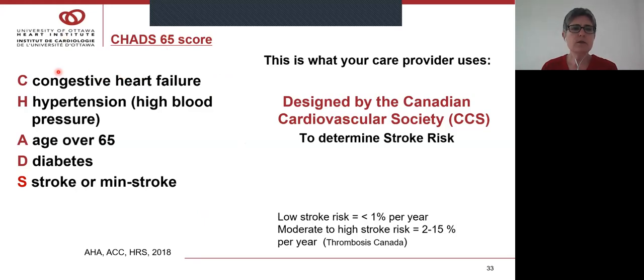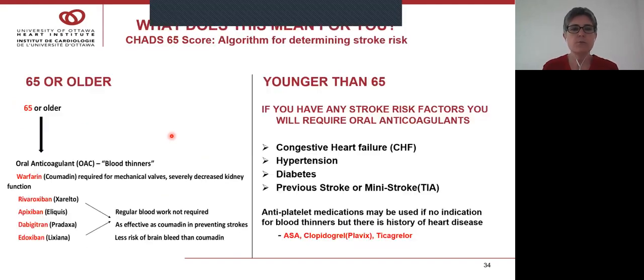Other risk factors, so the CHADS65, 65 is the age. The C is congestive heart failure. The H is hypertension or high blood pressure. A is the age, and D, diabetes, and S for stroke or mini stroke. So a yes to any of these means that you require special blood thinners to prevent stroke.